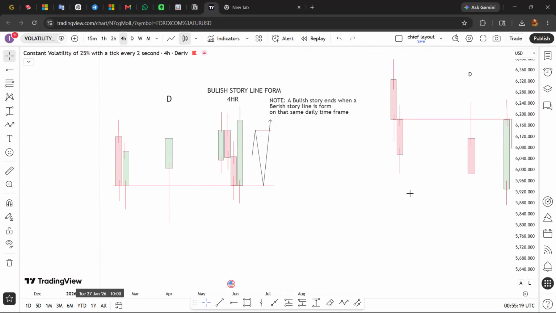Now, when it comes to storyline, we have our four key time frames that we trade from as an MSNR trader.